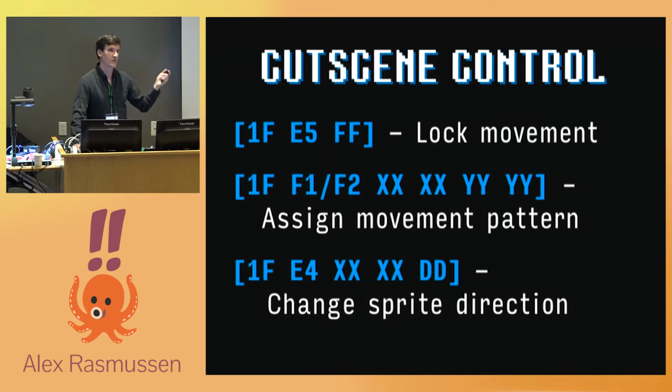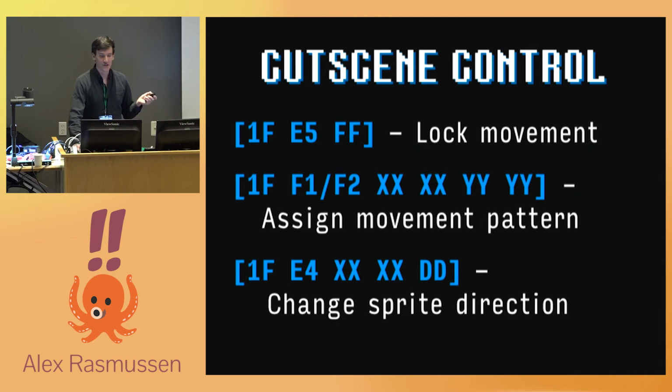And then there's also a table of movement patterns, which is like go this many pixels to the right and then turn and go this many pixels down and so forth. And you can assign movement patterns to sprites that way. Also, if you want a sprite to just stay in one place and turn direction, like you want somebody to look to the left and then look to the right, you can give them an instruction to change direction. And keep in mind, this is all with the same thing that does text and everything else.